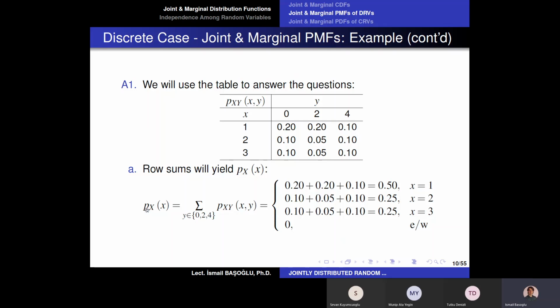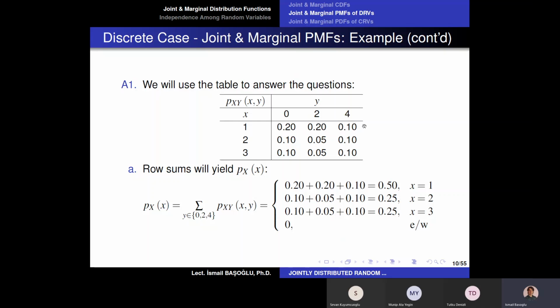The probability of X being equal to 1 is equal to the summation of this row, because Y is respectively taking 0, 2, and 4 values as X takes the value of 1. So the sum of these entries is the summation that is run over the value of y. While X is equal to 1, Y is taking on the values of 0, 2, and 4.